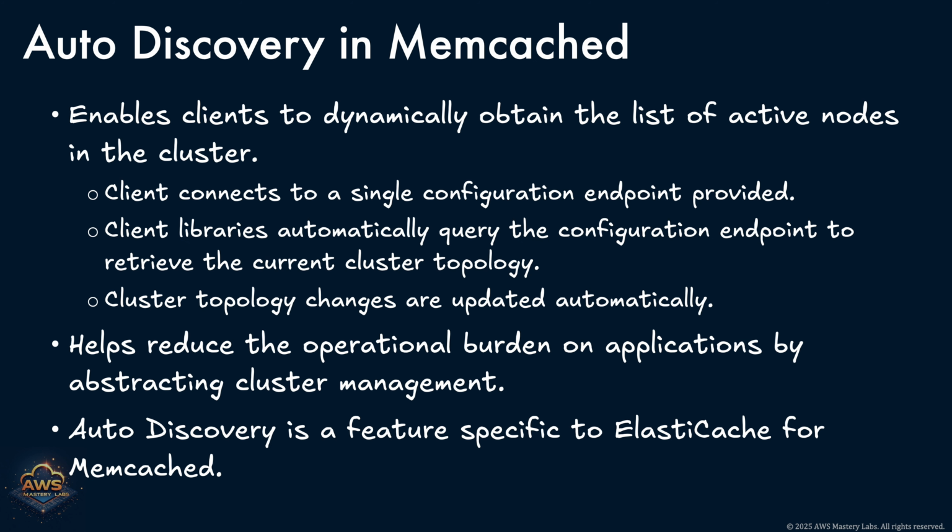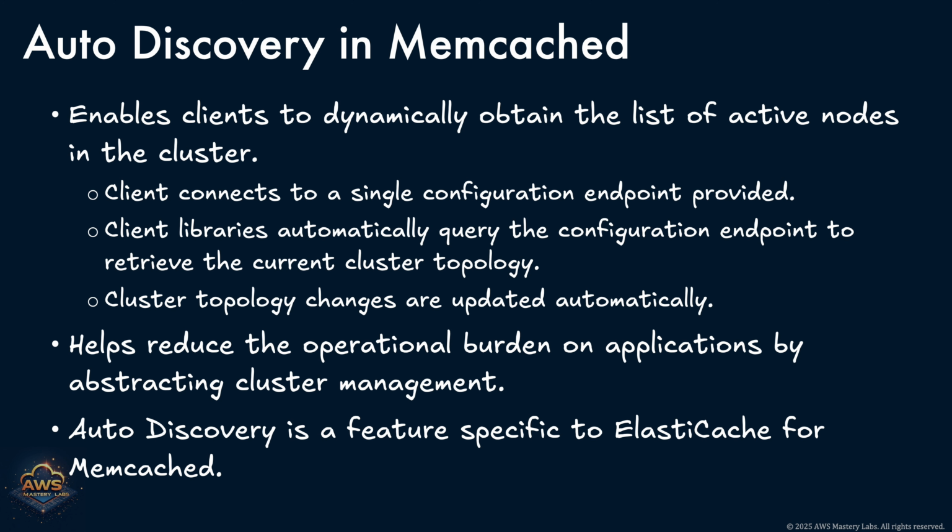Memcached auto-discovery in Amazon ElastiCache is a powerful feature that simplifies the operational complexity of maintaining distributed caching layers. In traditional deployments, clients connecting to a Memcached cluster had to maintain a hard-coded list of cache node endpoints. Every time a node was added, replaced, or removed, such as during scaling operations or node failures, this list would need to be manually updated, often requiring application redeployments or restarts. This manual process was not only error-prone, but also disrupted availability and introduced the risk of cache inconsistencies.